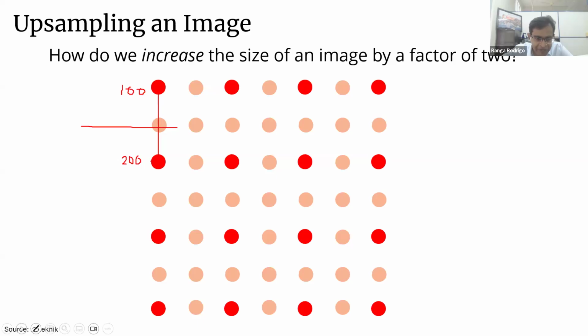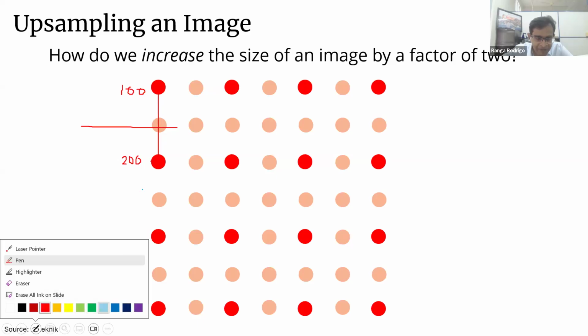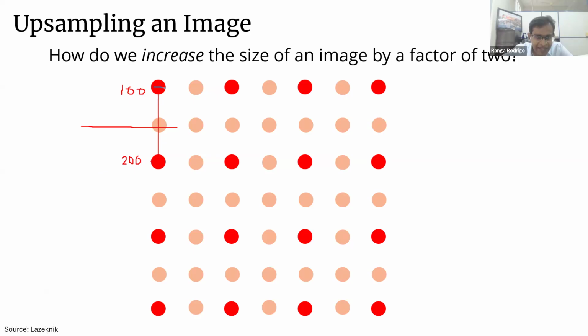What a bad choice of color. If you consider the line joining these two pixels, the new one is at the very middle. So obviously, this value I can get as 100 plus 200 divided by 2, right? You can average it. But this works if you want to increase the size by twice.